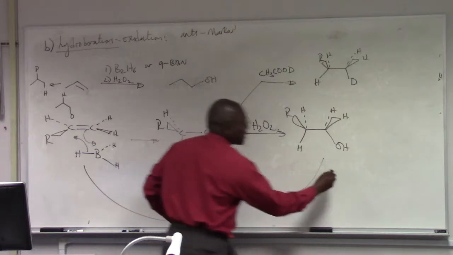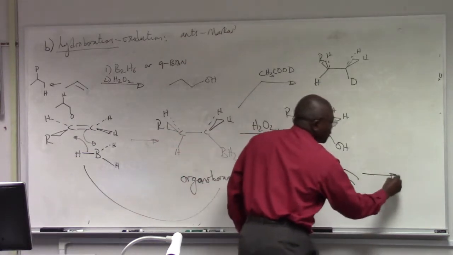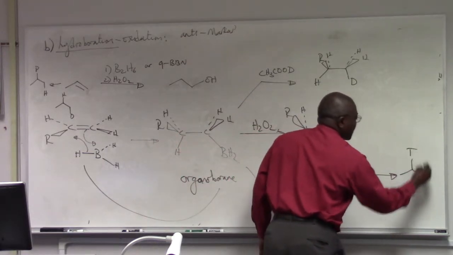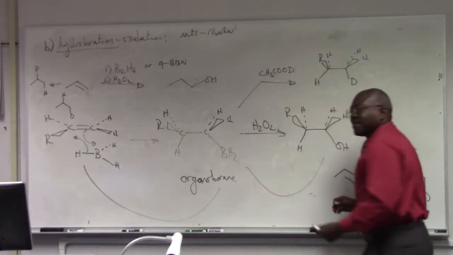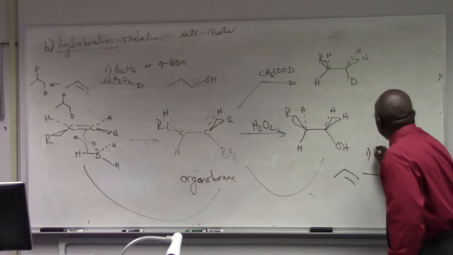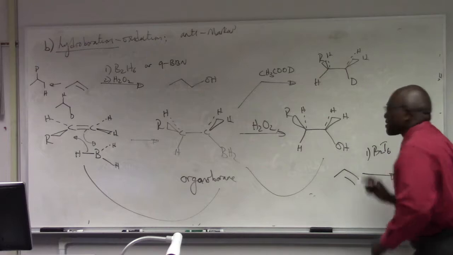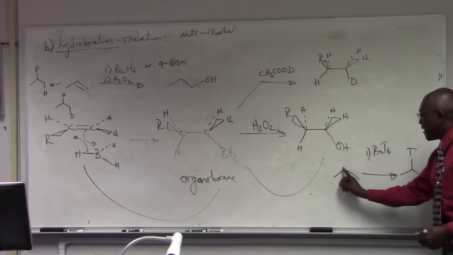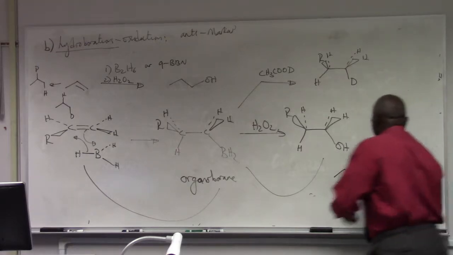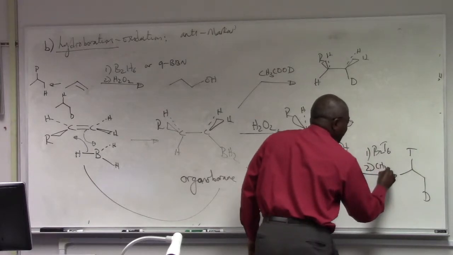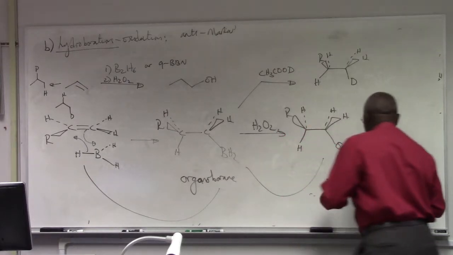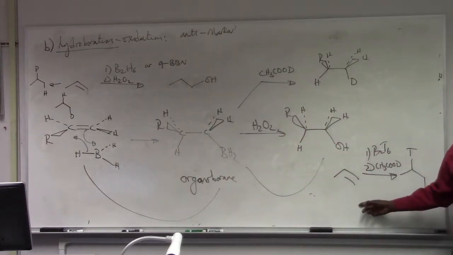Suppose I wanted to convert this alkene into this compound. Suppose I wanted a T here and a D here. Well, that's easy. I'm going to use B2T6, which would get the T onto the crowded side. And then I'm going to use CH3COOD, which would get the D on the other side.